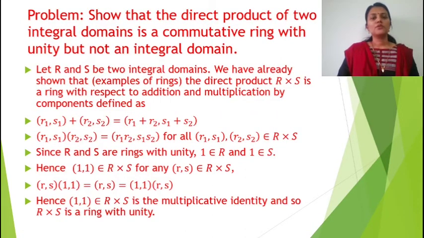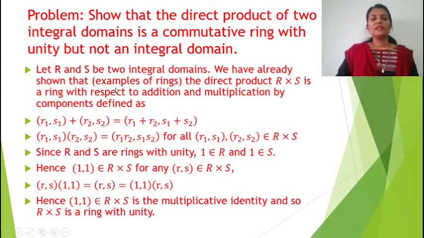Now we have the next problem. The direct product of two integral domains is a commutative ring with unity but not an integral domain. So we have to prove that it's a commutative ring with unity, and we have to show that it is not an integral domain. For that we need some counterexamples to show that it is not an integral domain. First we have to prove that it's a commutative ring with unity.